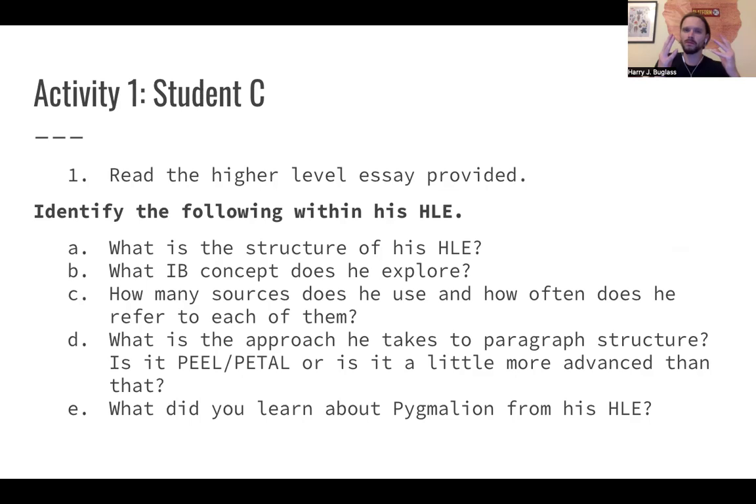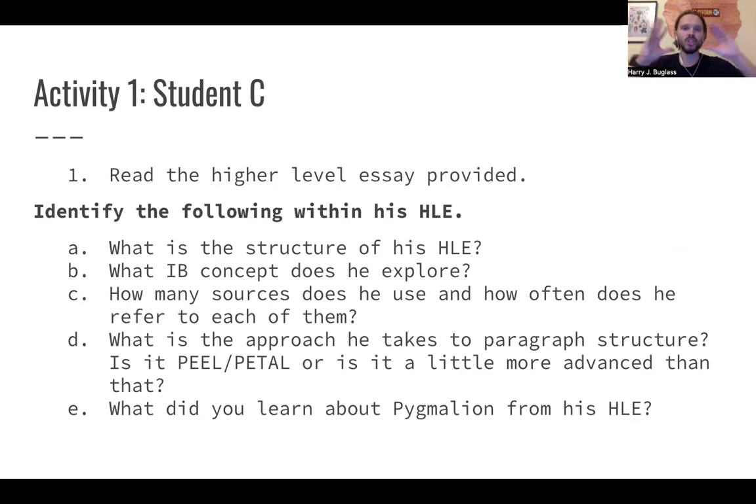Next, the paragraph structure for the higher level essay is very different. What approach does this student take to paragraph structure? Is it peel or petal? Or is it something a little more advanced? Think about the end of each paragraph and how it feeds into the next.